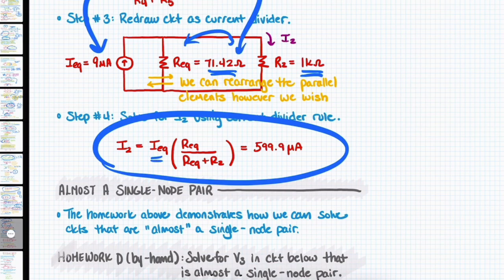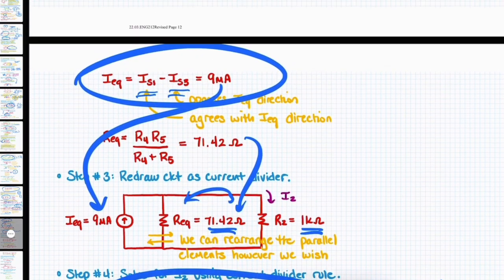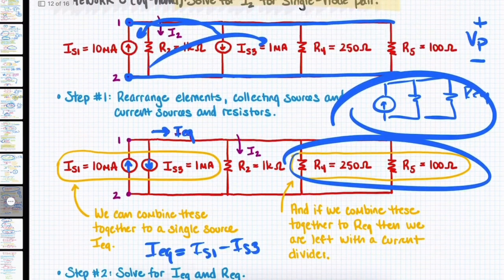This is 9 milliamps. This is 70 something. This is 1,000. And what we end up with is 600 microamps, or 600 times 10 to the negative 6 amps, flowing along the branch for I2. Now, let's see if that makes sense.